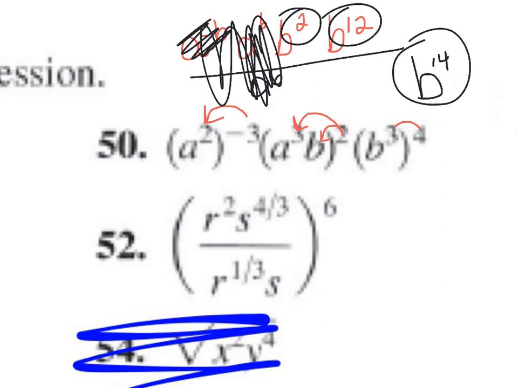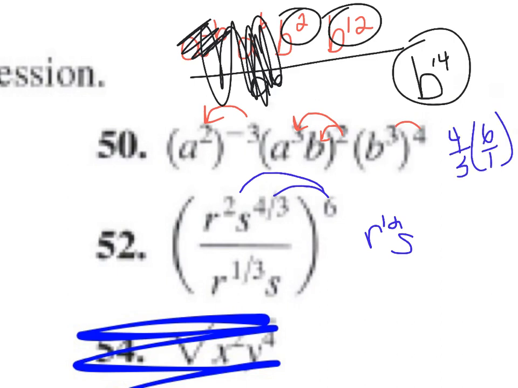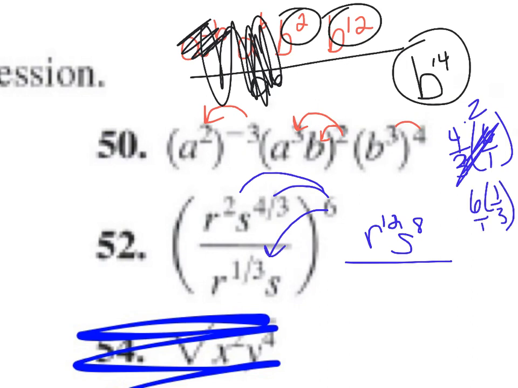Okay, you look at 52 and you're like, oh my gosh, there's fractions. It's not bad. I'm going to say, all right, I have to take this 6 and distribute it. So I have r to the 12th. Good. Then I have s to the, oh no, I have to multiply a fraction. No worries. 4 times 3, 6 times 1. Can I cross cancel anything? This becomes a 2. So 4 times 2 is 8. So it's to the 8th power over. The 6 goes here. So again, I have 6 over 1 times 1/3. Well, what does that give me? 2. So it's r squared over s.